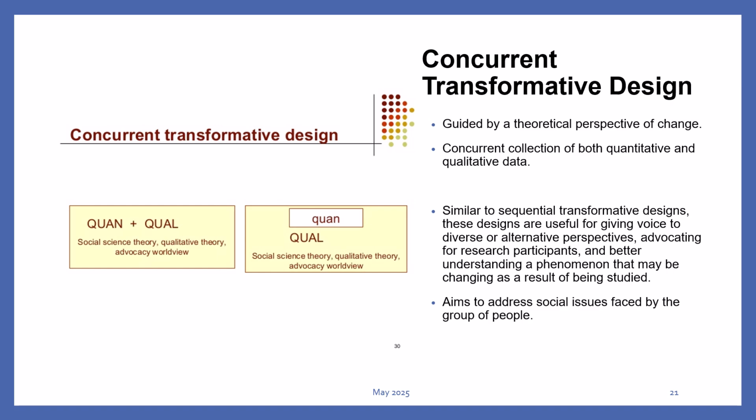It also aims to address social issues faced by a group of people. So this is why it's sometimes called transformative, because it needs to transform a particular thing using this type of study and using the theoretical perspective of change. And usually you can see in the literature the use of what we call advocacy worldview in such types of studies.